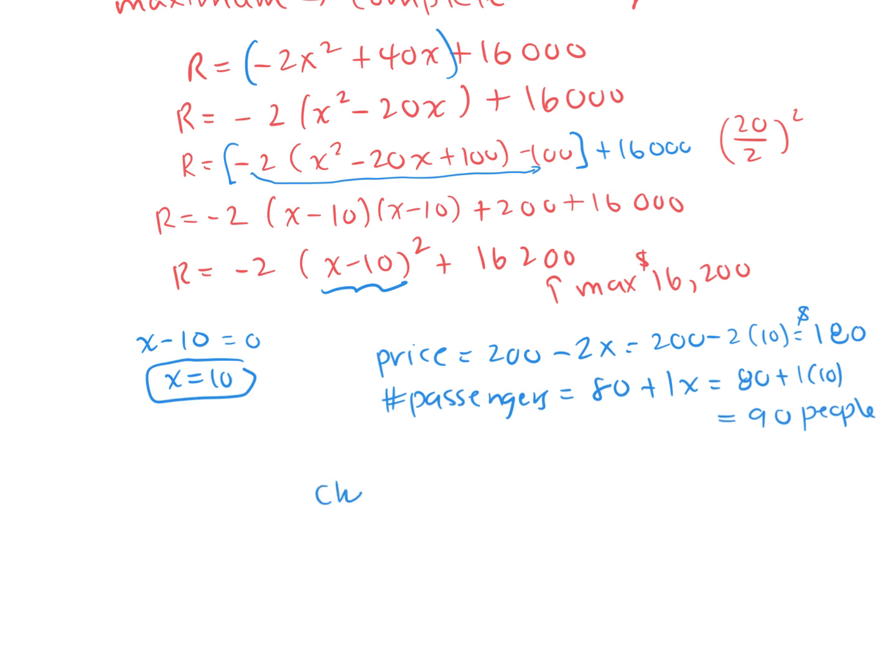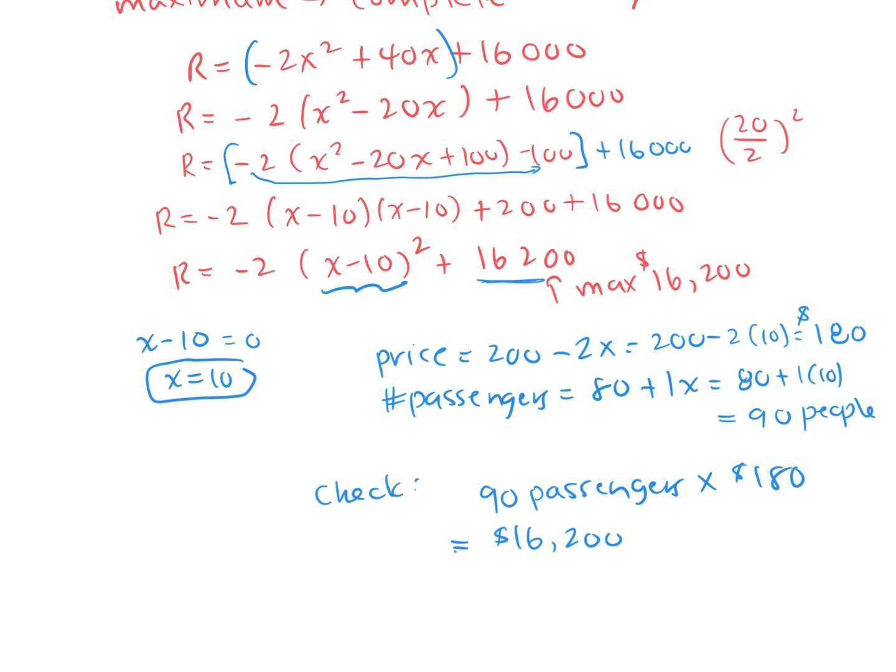And then we're going to check 90 passengers times a ticket price of $180. Just going to check and see what that value is. And we get $16,200, which is our maximum revenue. So that should check with this number right here.